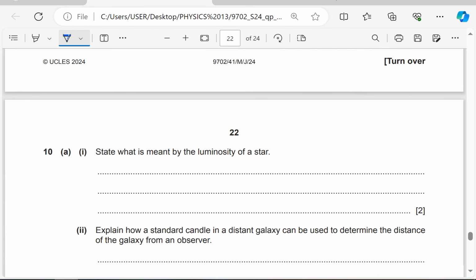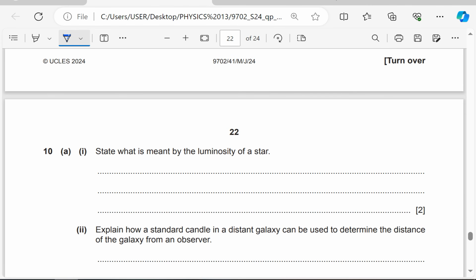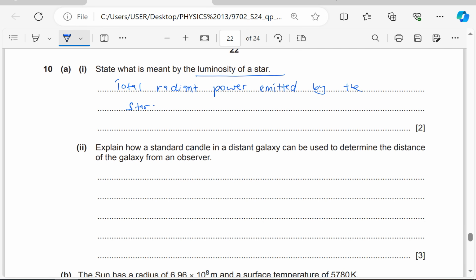Okay, lastly, I think I've used more time, but it's because I give a lot of explanation. State what is meant by luminosity of a star. Of course, this is the total radiant power emitted by the star. That's what we call luminosity, total radiant power emitted by the star.